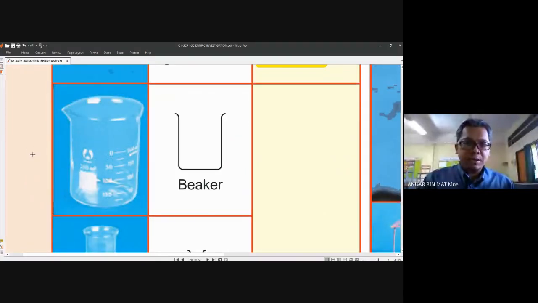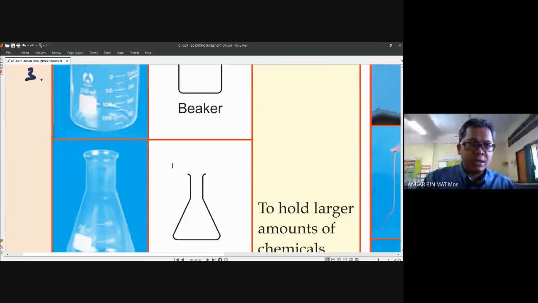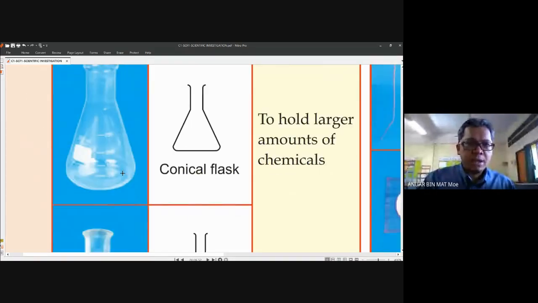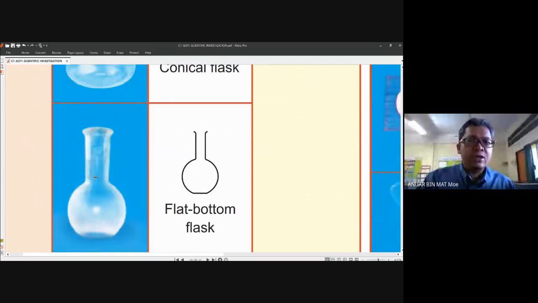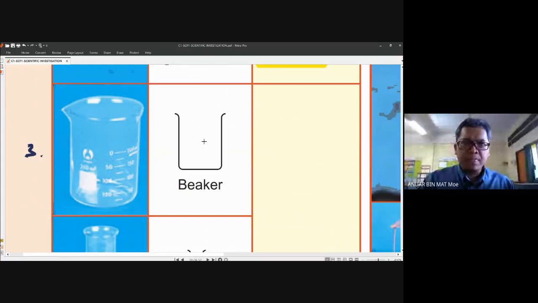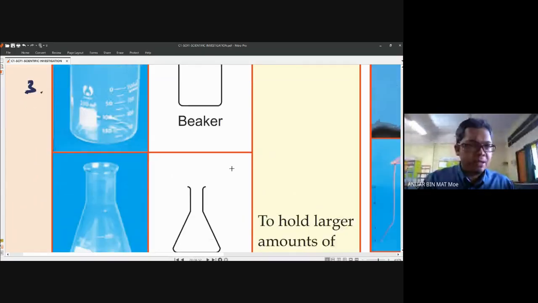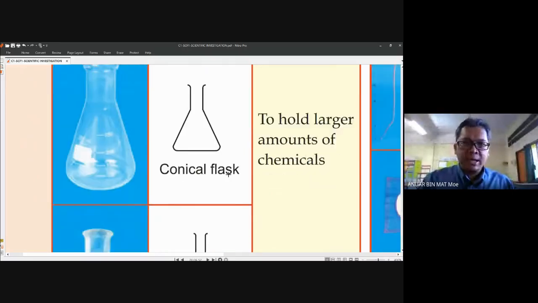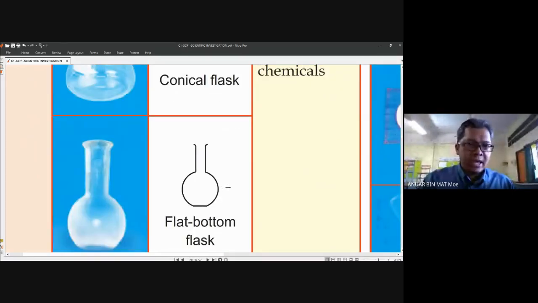Okay, right. So apparatus number 3, we have here beaker. This is the example of beaker. And then we have conical flask, and then we have flat bottom flask. Make sure you know the name of the apparatus, and then you just remember how to draw the diagram of the apparatus here. Again, this is beaker. This is how you draw the beaker in your diagram later. And then this is conical flask. And then this is flat bottom flask.